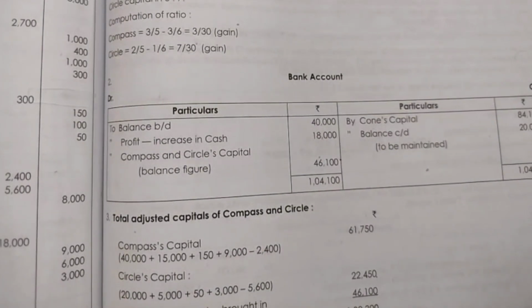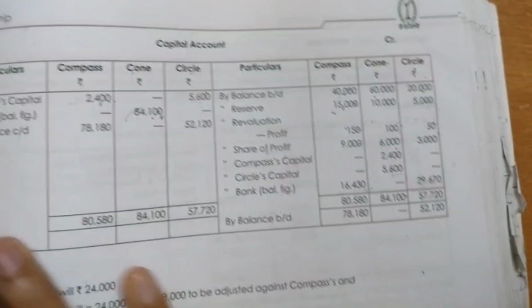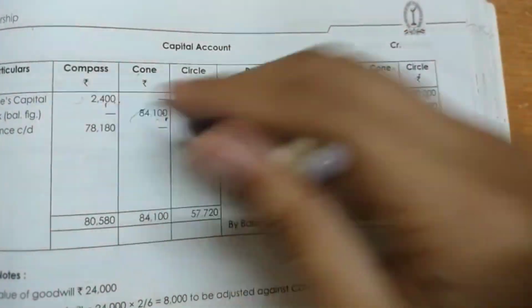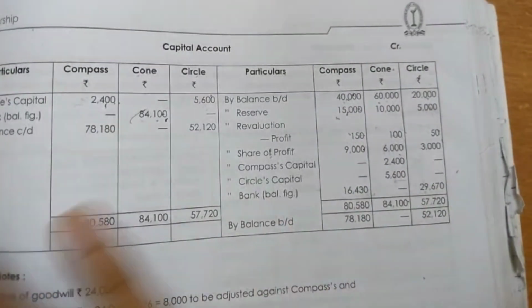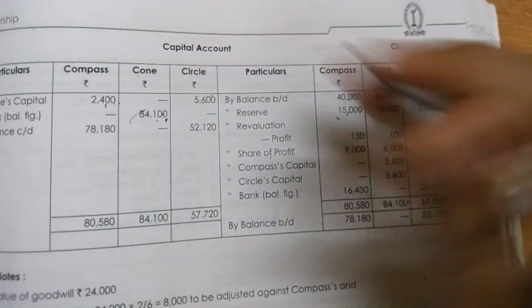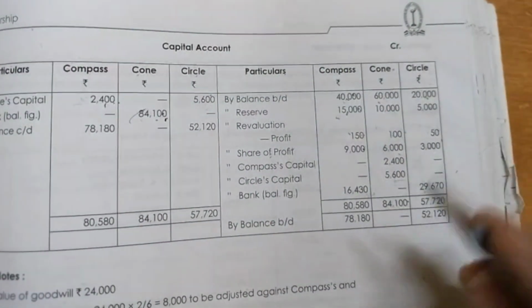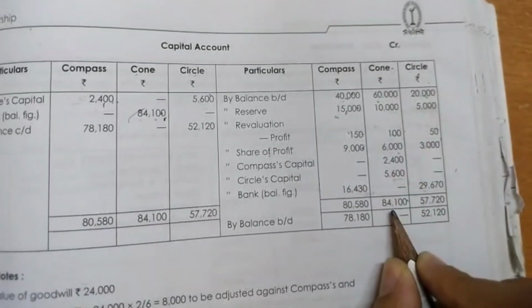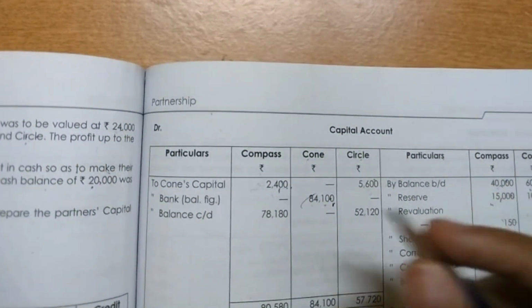Then comes what? Then come back to the capital account. Compasses and Circle, we already know both have something to bring to the partnership firm. So we are keeping their accounts the way they are. Take Cohn's account. There is nothing to write in case of Cohn, right? So we can just total Cohn's account only. Once we total Cohn's account, we will see the credit side is greater. So 84,100 we can write here. Same thing we can write in the debit side also. 84,100 will become the balancing figure of Cohn.